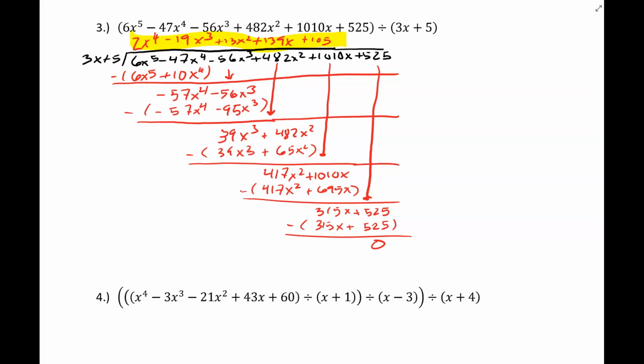Here's the trick. I need to figure out a way to rewrite 3x plus 5 so that it has a leading coefficient of 1. Well, I can do that by just factoring a 3, greatest common factor of 3, off of that divisor. Everybody see how I did that? Now if I divide by this, that's degree 1 with leading coefficient 1. So I can use synthetic division to divide with that.